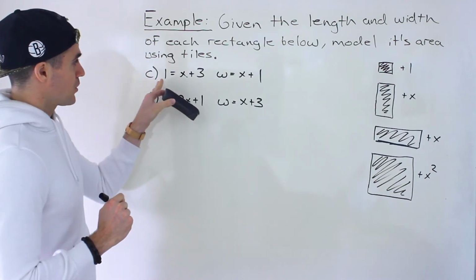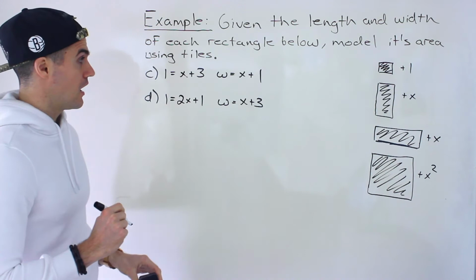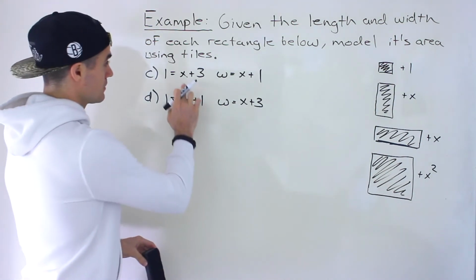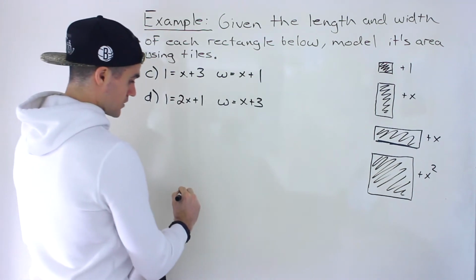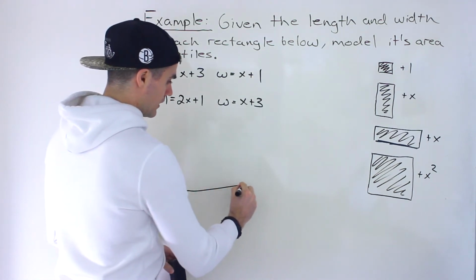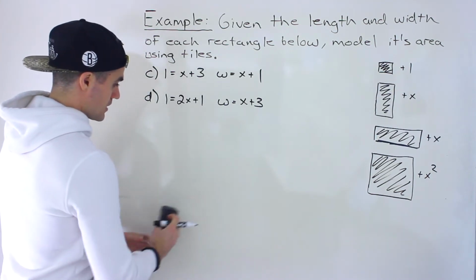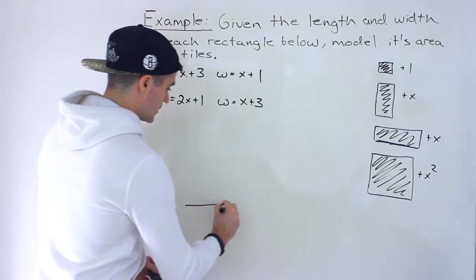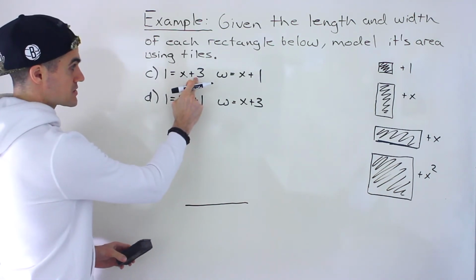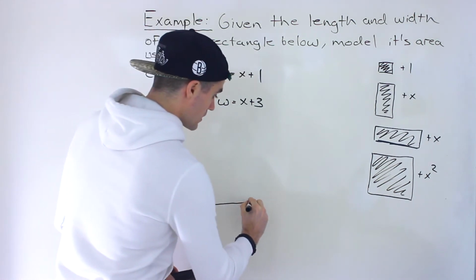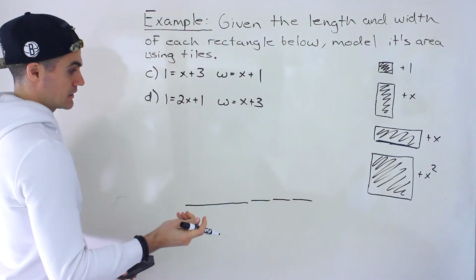So now moving on to part C, we have a length of x plus 3 and then a width of x plus 1. So same thing, the length, x plus 3. So notice we have 1x over here, so we would have a long line to represent that. And then let's actually put it lower. So that represents the x, and then we have plus 3. So there's going to be 3 of those smaller lines like that.